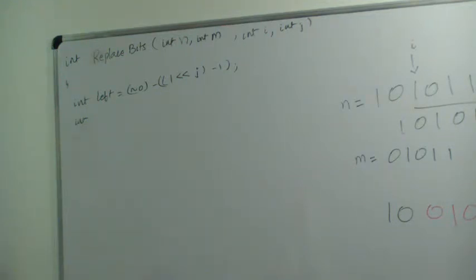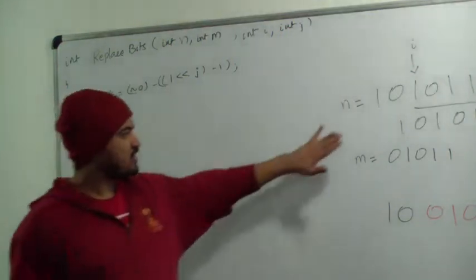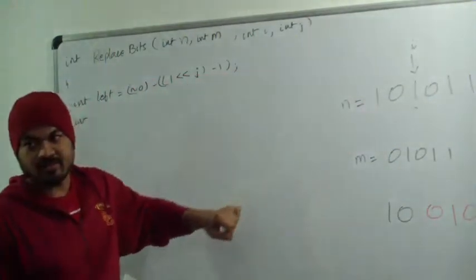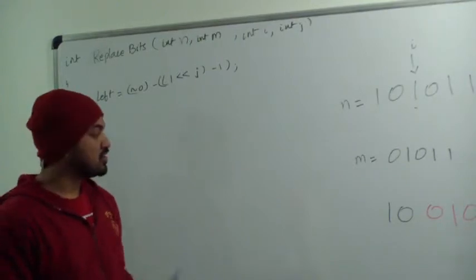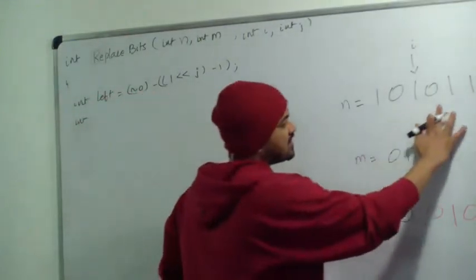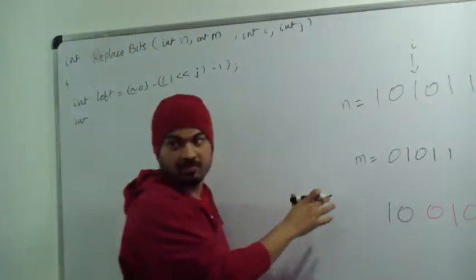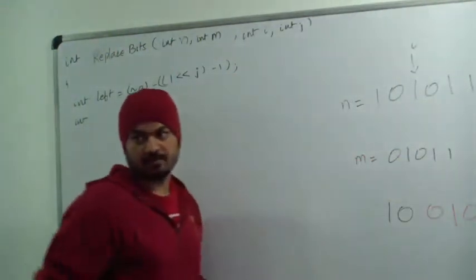Am I making sense? I thought the problem was okay, no boundary conditions. I thought the problem was basically take the bits I to j from M and replace them. No, take the bits within I to j from N, remove them, and put these over here.